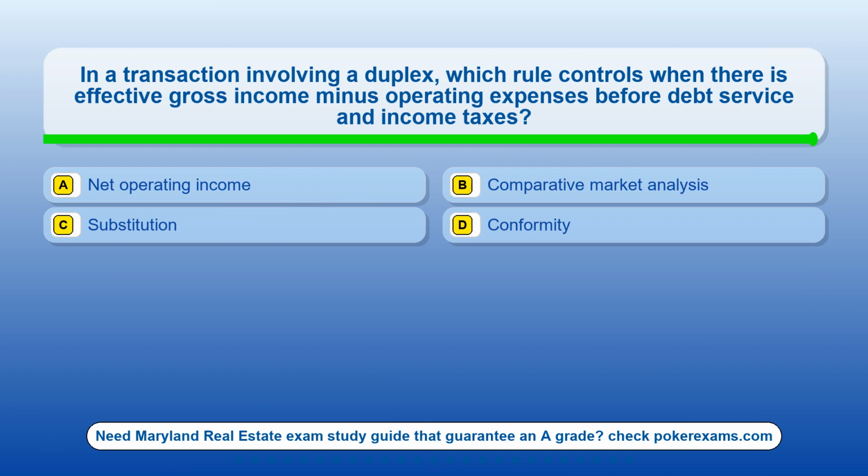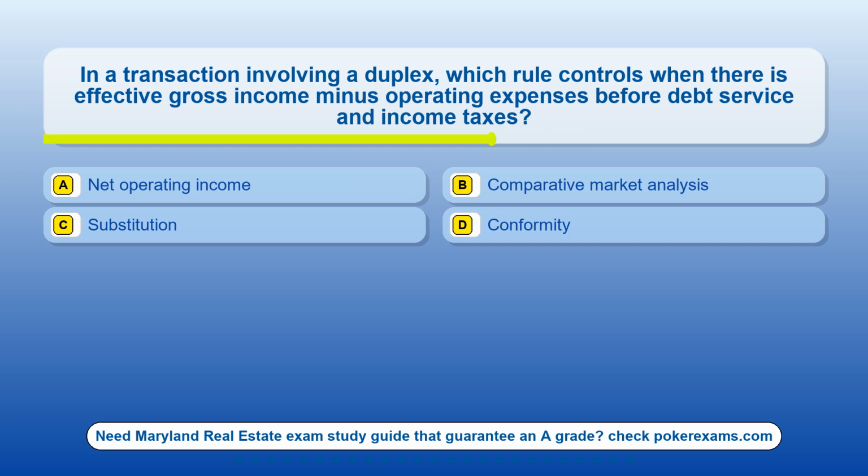Question 17. In a transaction involving a duplex, which rule controls when there is effective gross income minus operating expenses before debt service and income taxes? Option A, net operating income. Option B, comparative market analysis. Option C, substitution. Option D, conformity.